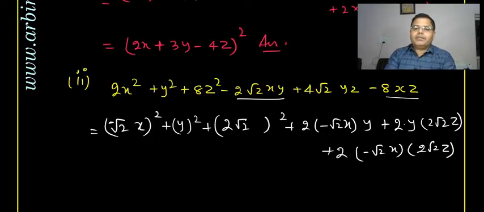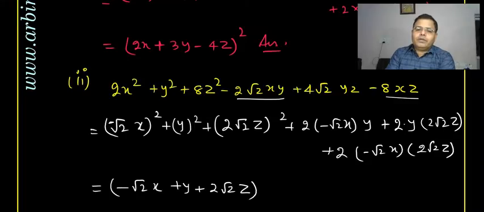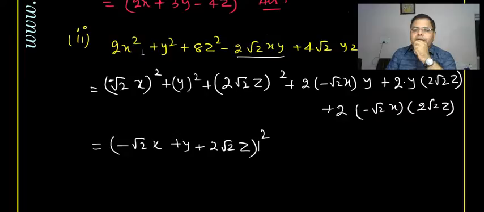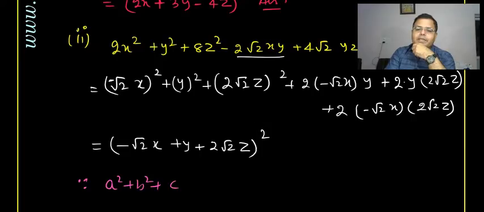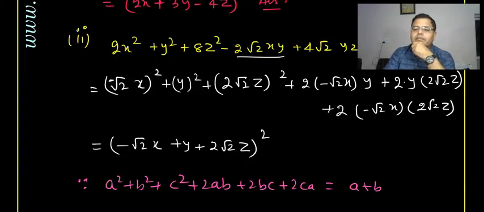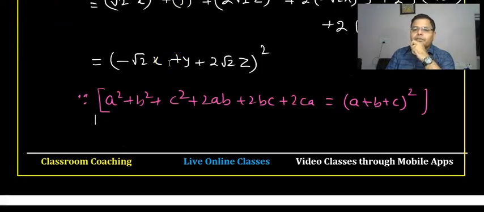And since this is in the pattern of a square plus b square plus c square plus 2ab plus 2bc plus 2ca, we can write it as root 2 x plus y plus 2 root 2 z whole square. That will be the answer. So this is a factor. I hope you are getting all these points, that what I have used here in all these formulas is that a square plus b square plus c square plus 2ab plus 2bc plus 2ca is equal to nothing else but a plus b plus c whole square. This is what I have used here. So you get it, I hope so.